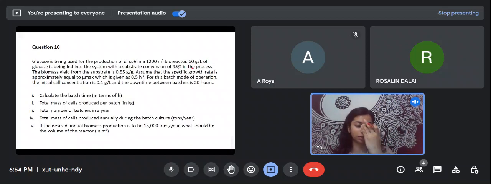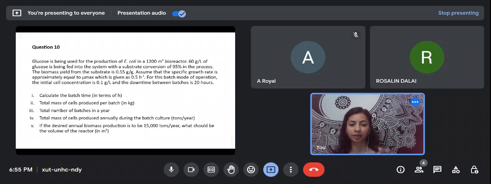And a conversion rate of 95% in the process. So 95% of the glucose is being converted into biomass and only 5% will remain. The biomass yield from the substrate is 0.55 gram per gram. Assume that the specific growth rate is approximately equal to the maximum specific growth rate, which is 0.5 per hour. For this batch mode of operation, the initial cell concentration is 0.1 gram per liter. So when you started, there is 0.1 gram per liter of cell.